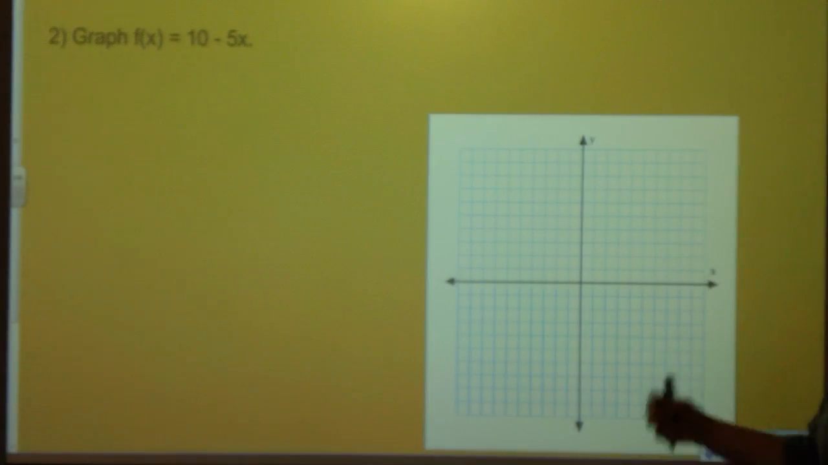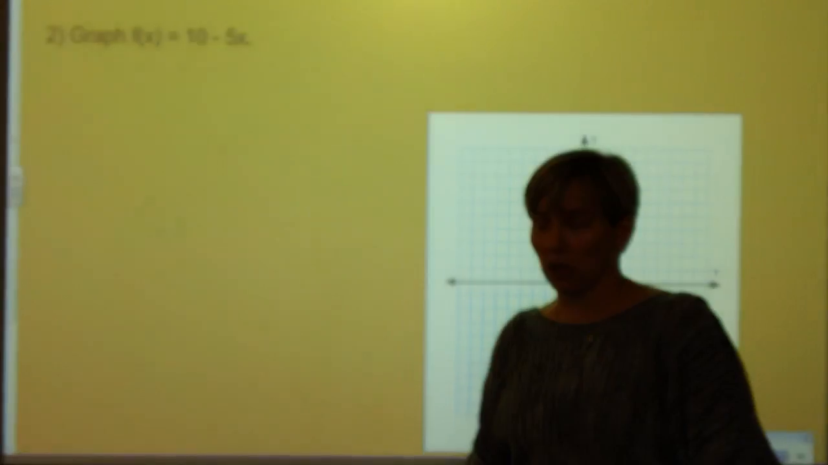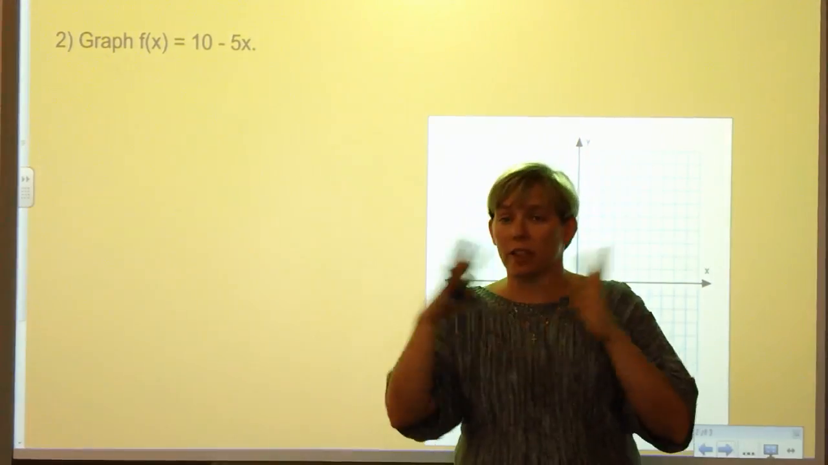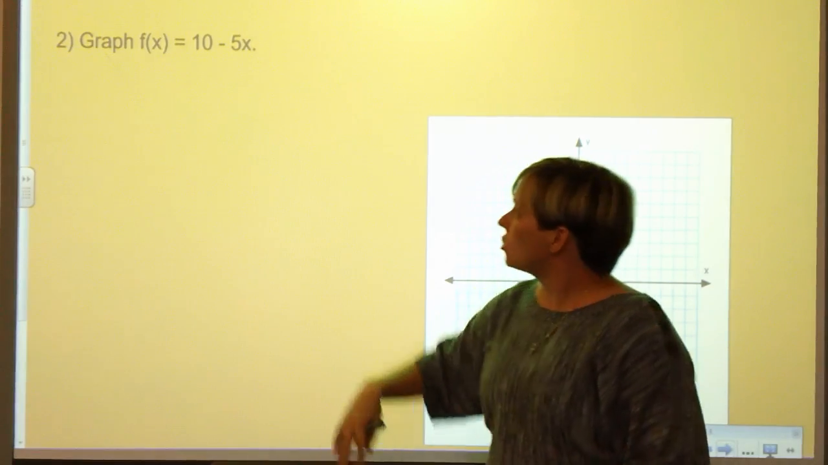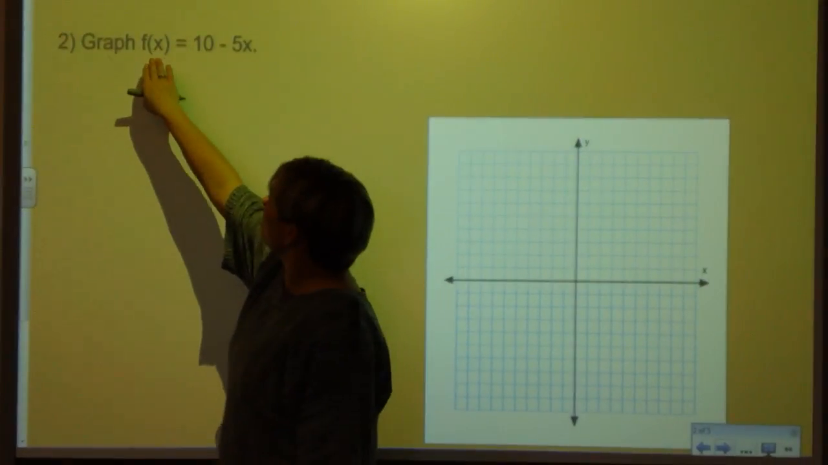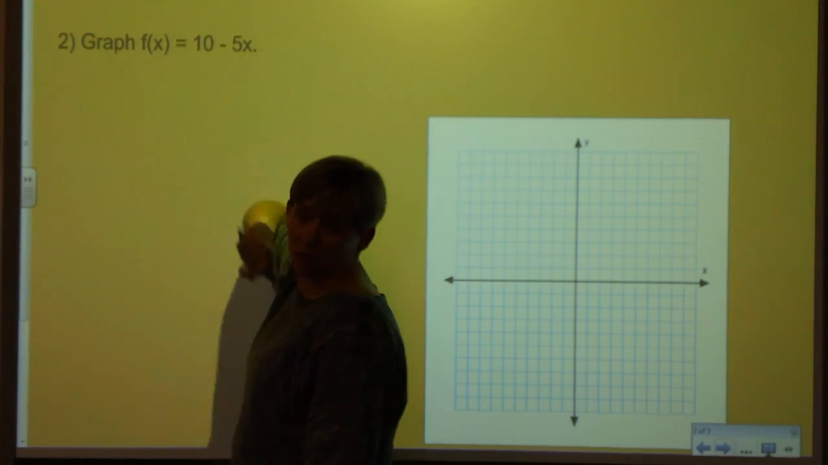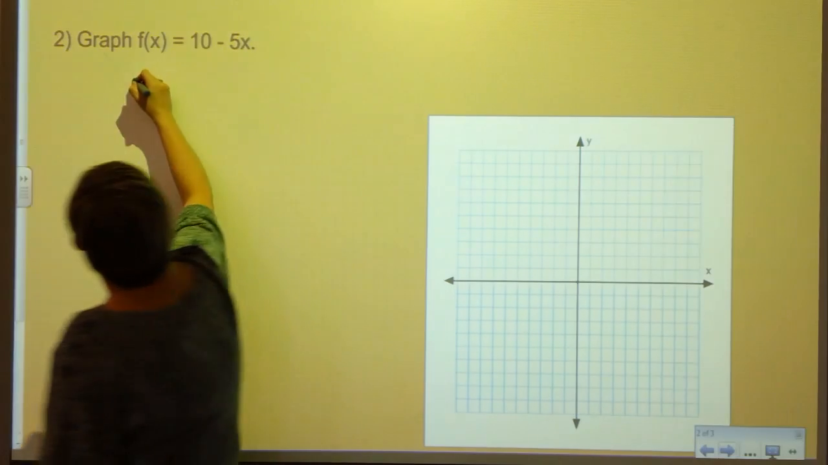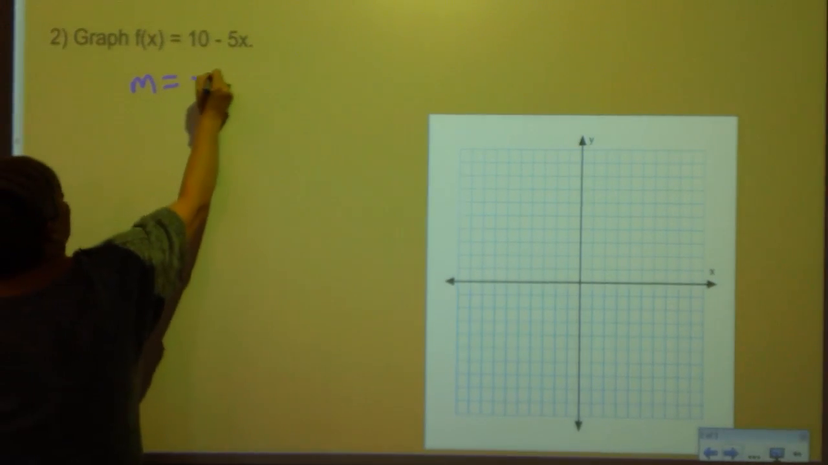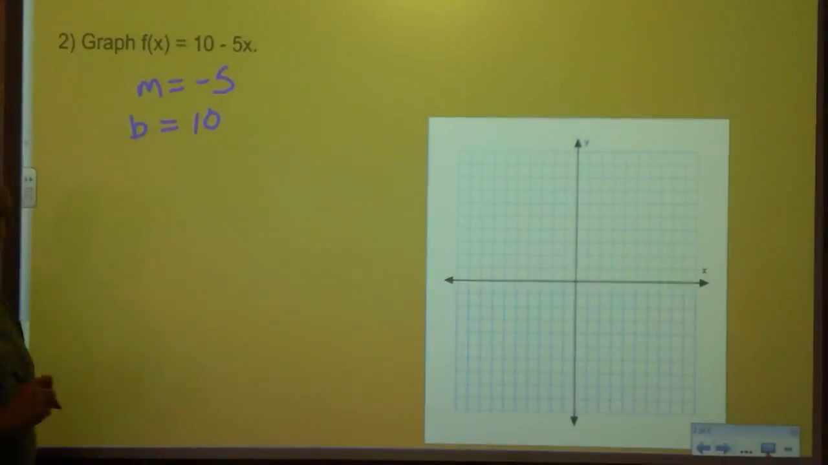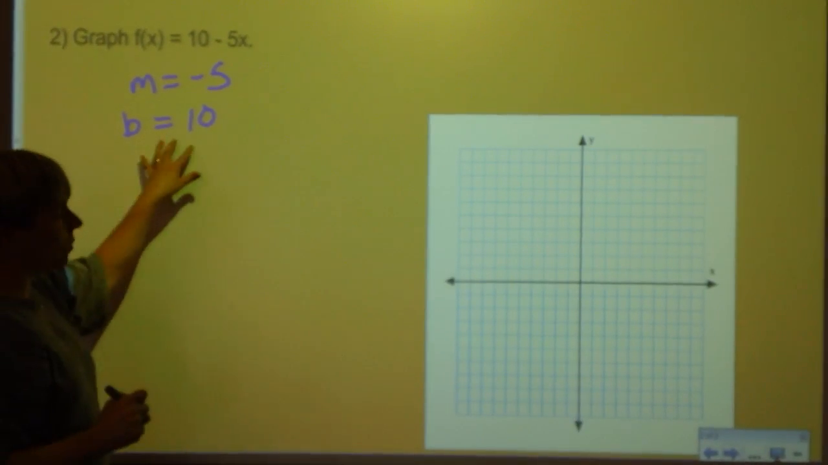I can also graph with this function notation. The graphing with my function notation doesn't change. I graph the same exact way I've been doing. So I notice, remember, f of x replaces y. So really this says y equals 10 minus 5x. This is in slope-intercept form. So that means my slope is negative 5. My y-intercept is 10.